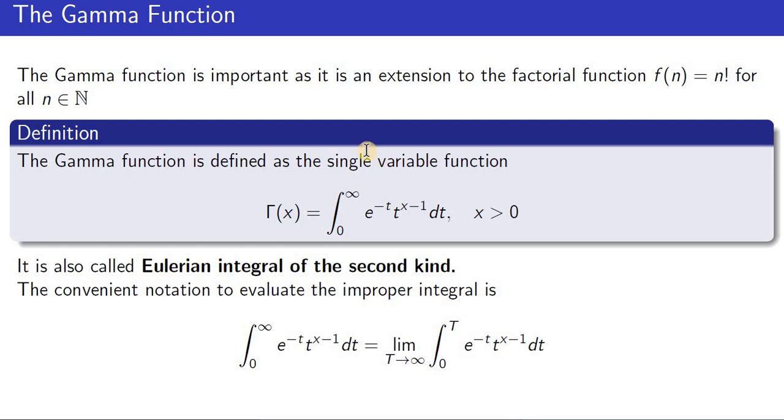Here we discuss the gamma function. The gamma function is defined for all positive x, and it is defined as gamma of x is equal to the integral from 0 to infinity of e raised to minus t, t power x minus 1, dt. This is the definition of the gamma function at x. And this is called an improper integral.